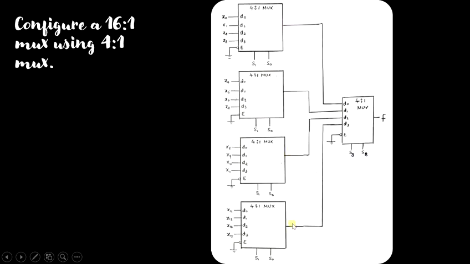Now since there are 4 outputs from this 4:1 mux stage, we will have to make use of another 4:1 mux to obtain a single output. So what we do is, we use another 4:1 mux wherein each of the outputs of the previous stage will be connected to D0, D1, D2 and D3, and the enable has to be active low. Depending upon the select switch, we will have the function f.